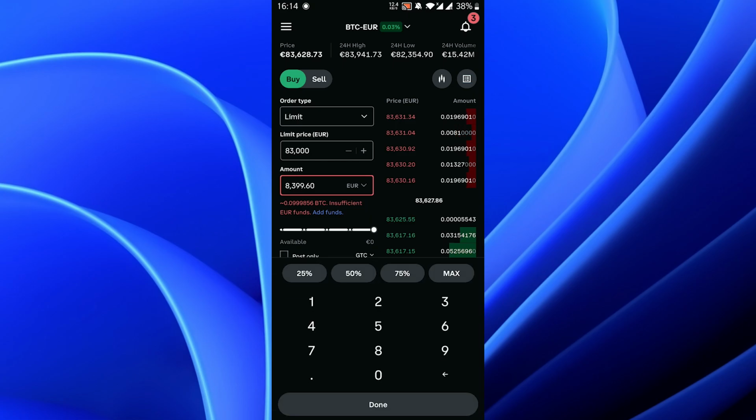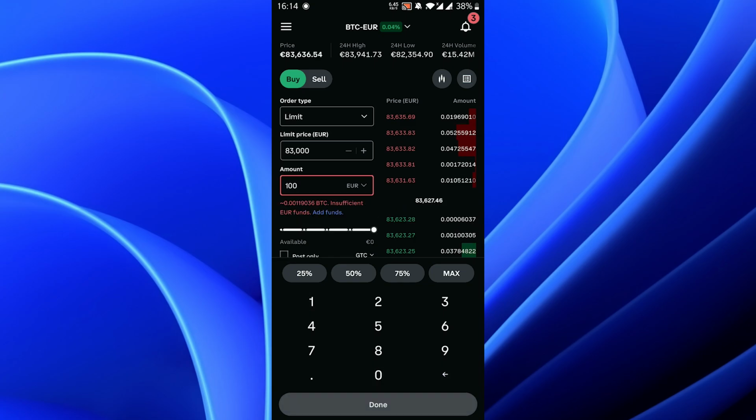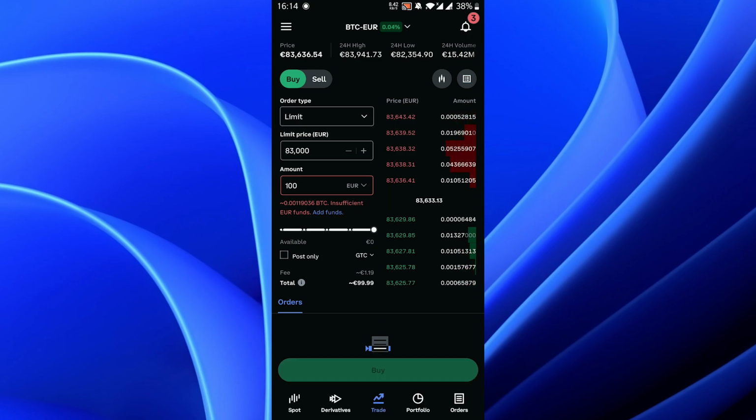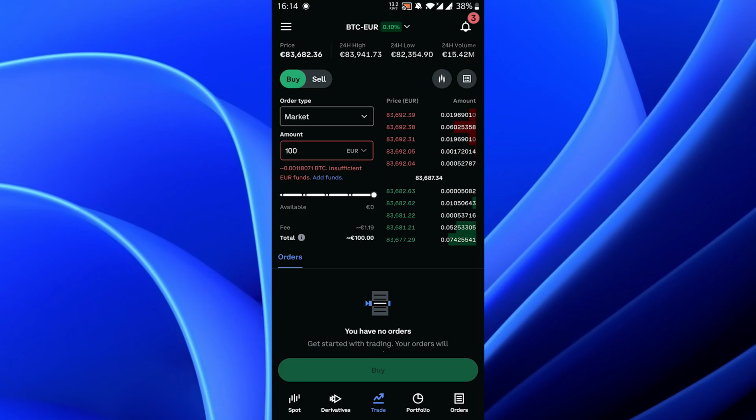And let's say I want to put in 100 euros. So I will type 100 euros. Click on done. And it will say that I'll receive 0.00119 BTC. The other type of order is market. Market means let's buy this cryptocurrency right now. I don't want to wait. So if you want to do this, click on market.